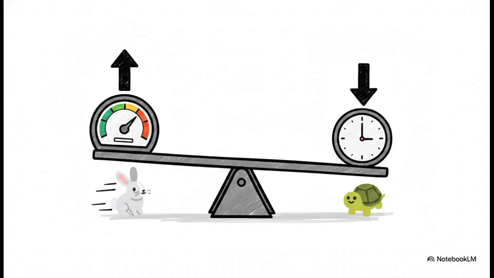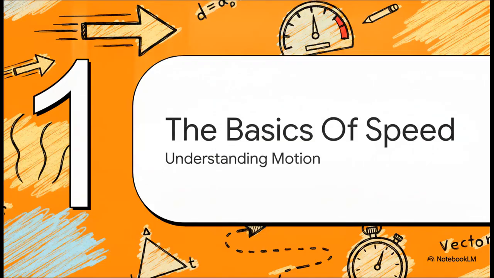And honestly, that perfectly illustrates the inverse relationship between speed and time. Slower speed equals more time. Faster speed equals less time. It's like a seesaw. The moment you bump up your speed and start running, the time it takes to get there shrinks. We literally experience this every single day, and it is the perfect setup for the math we're about to do. All right, part one, the basics of speed.